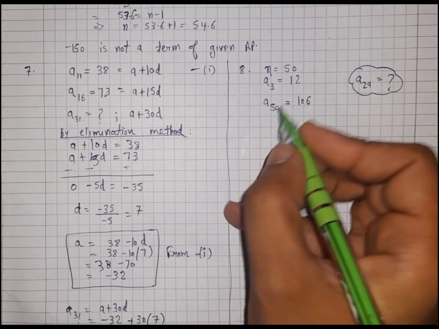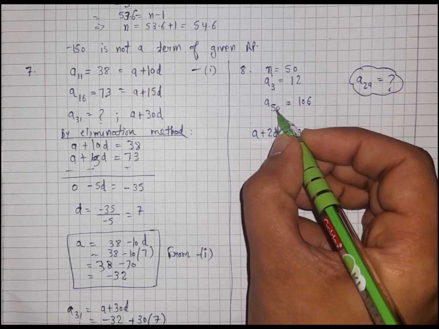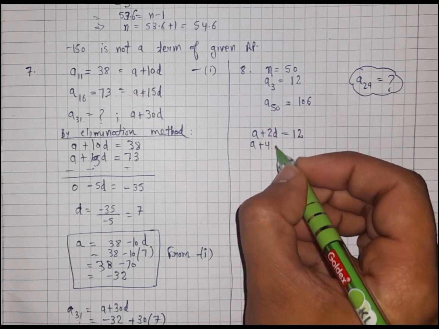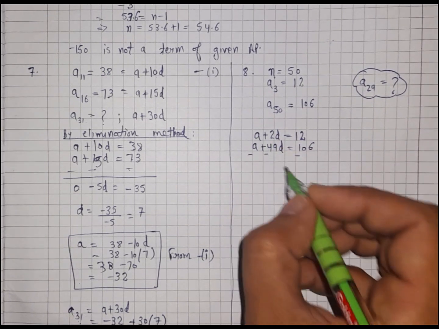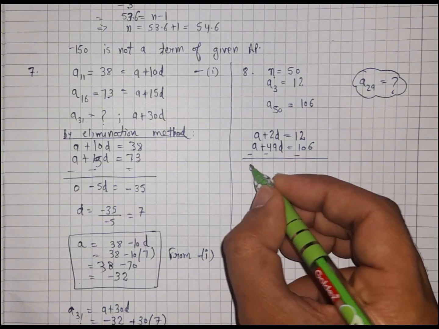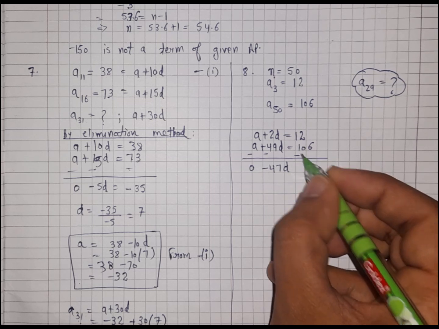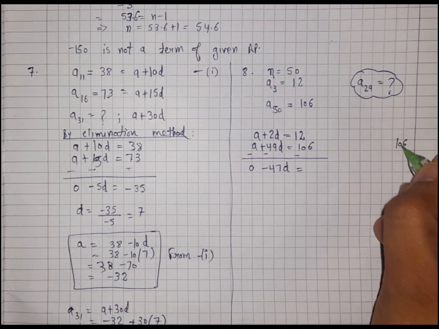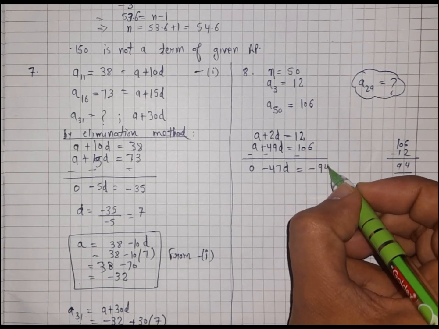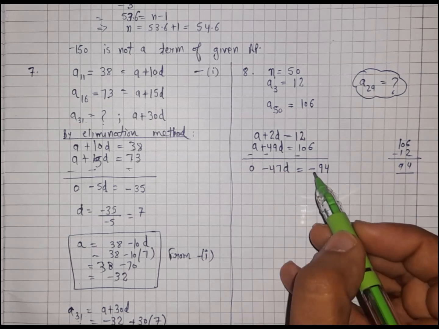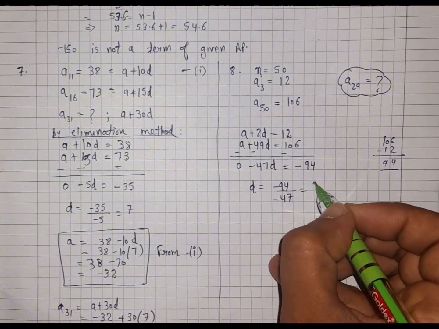So now a3, that is a + 2d = 12, and a50, that is a + 49d = 106. By the elimination method, that is by subtracting these two equations, we will have a minus a = 0, 2 minus 49 = minus 47d, and 12 minus 106, that is 106 minus 12 = 94, minus 94, because the greater number contains minus.